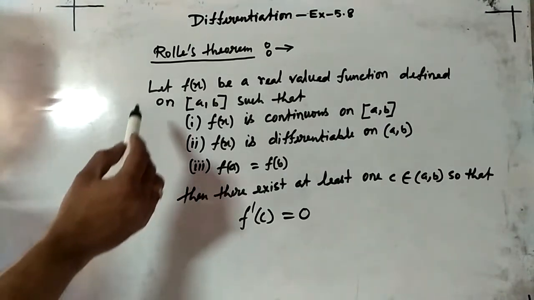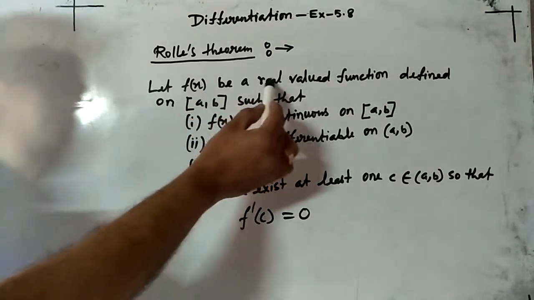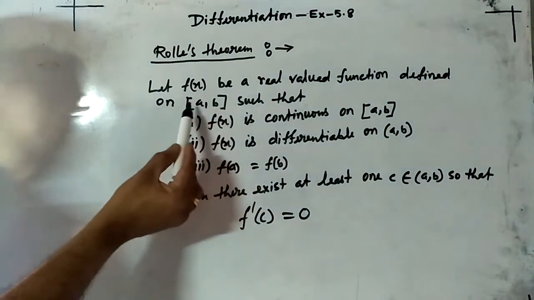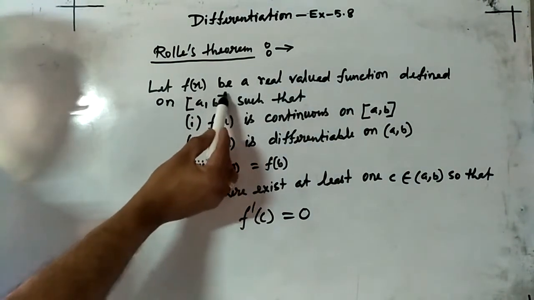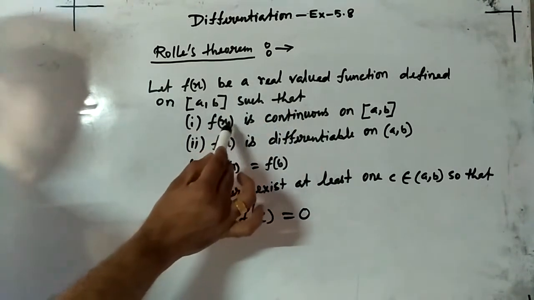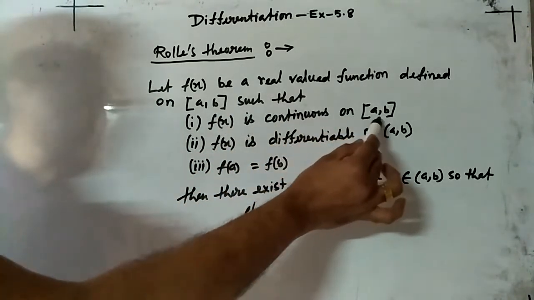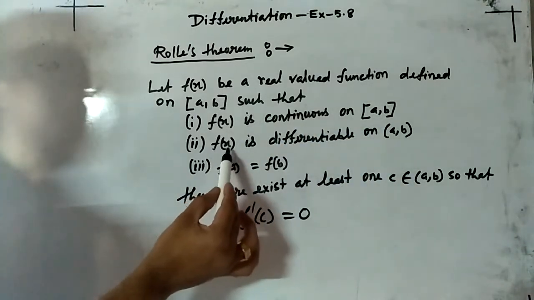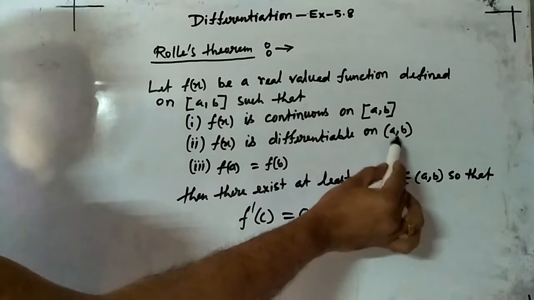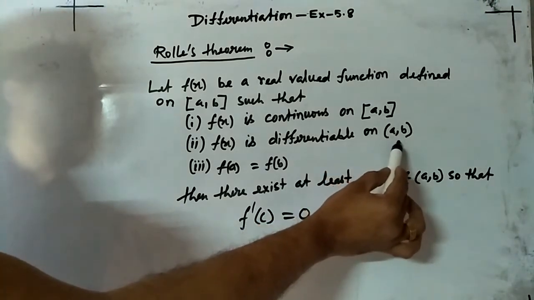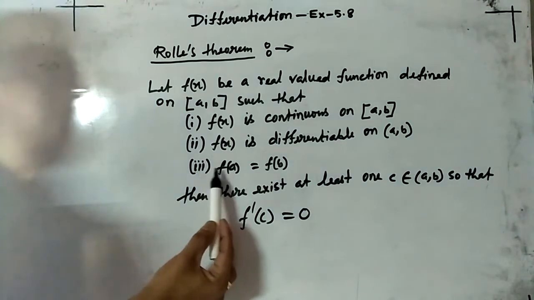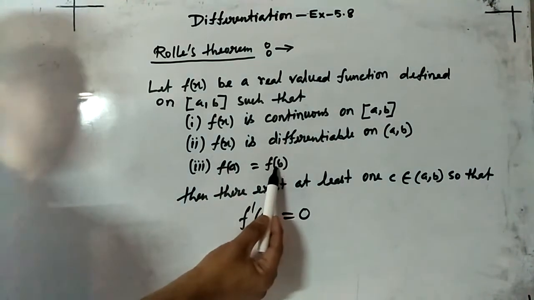According to Rolle's theorem, let f(x) be a real valued function defined on closed interval [a, b], such that number 1, f(x) is continuous on closed interval [a, b]; number 2, f(x) is differentiable on open interval (a, b). Here closed interval, here open interval, you will remember this. And the third point is f(a) should be equal to f(b).